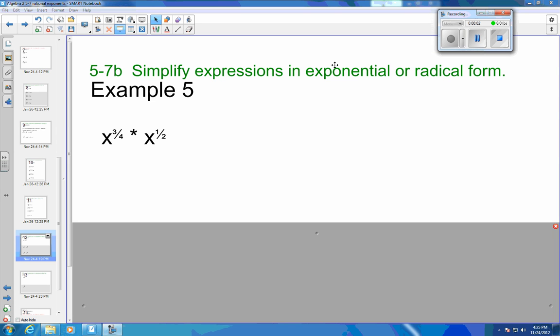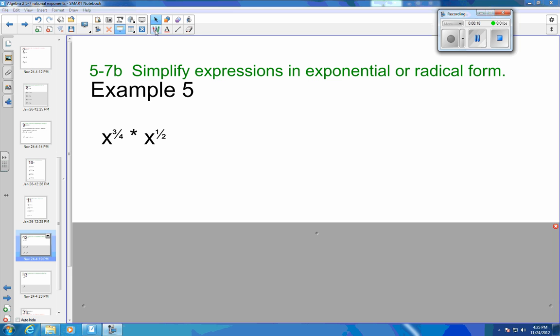Algebra 2, this is Chapter 5, Section 7. This one's actually example 5. That last video was a whole bunch of different things kind of thrown together, but they were all pretty simple concepts. So this next concept I want to show by itself. So we are multiplying with rational exponents.